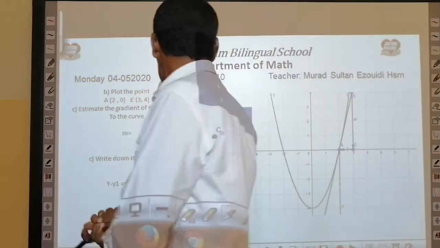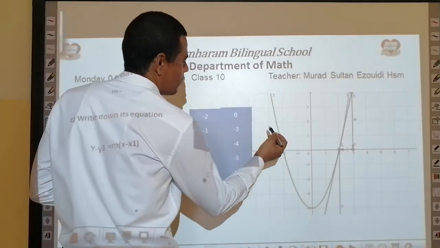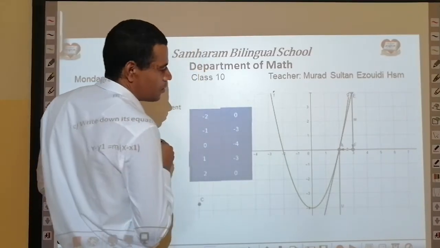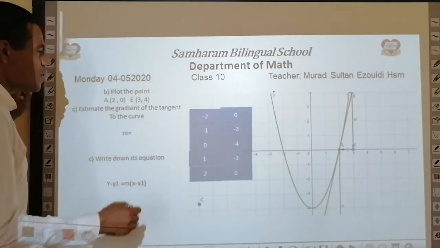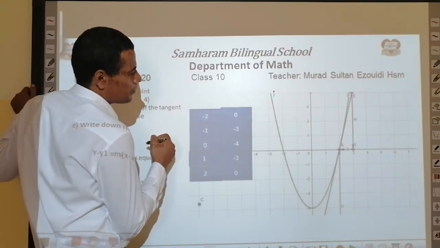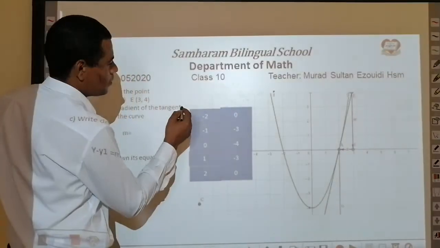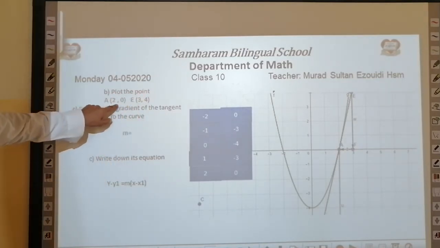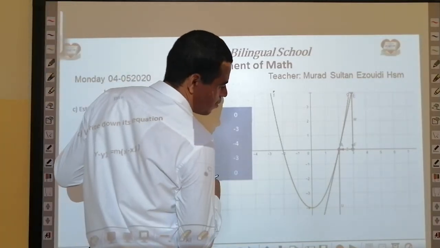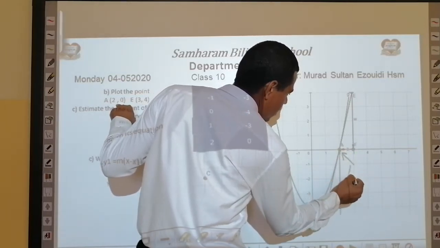Here we have a parabola, and then we have a tangent to the curve. When x equals minus 2, y equals 0. Now the question is: plot the point A of coordinates 2, 0. This is A, my learners.